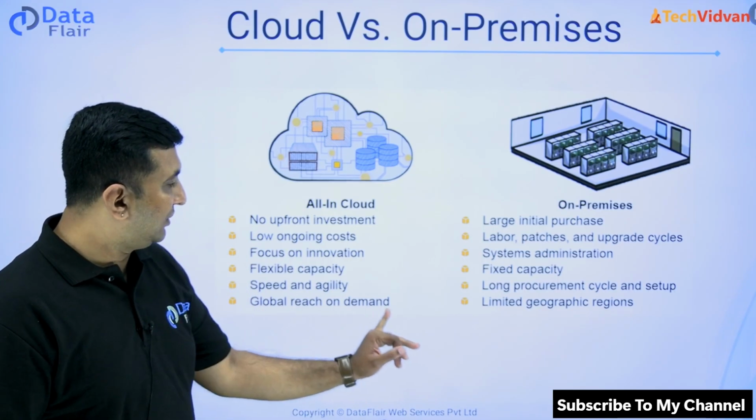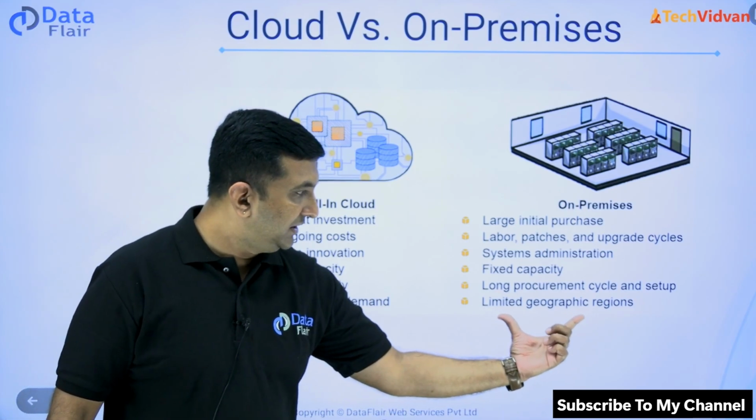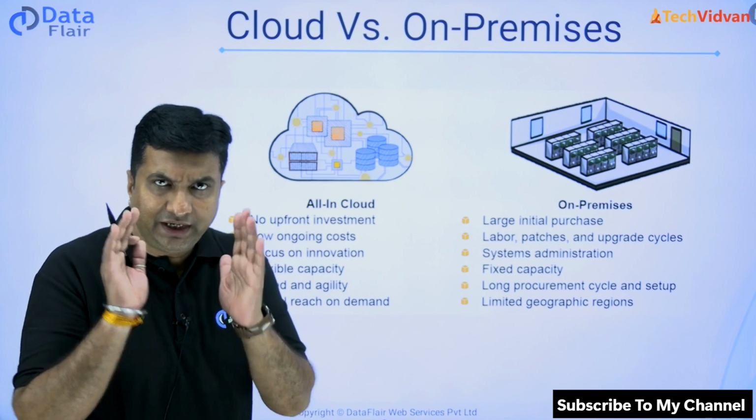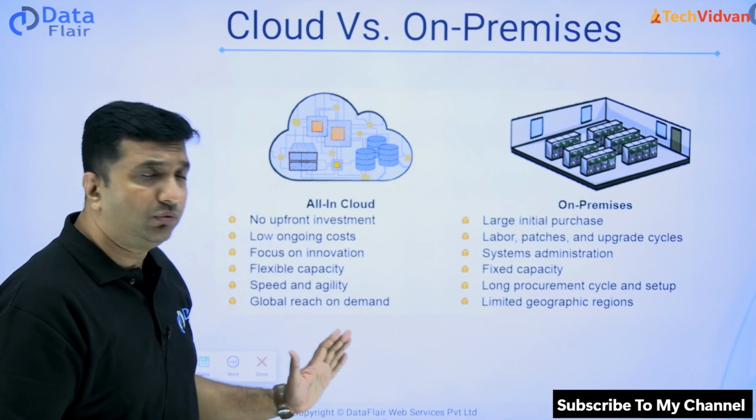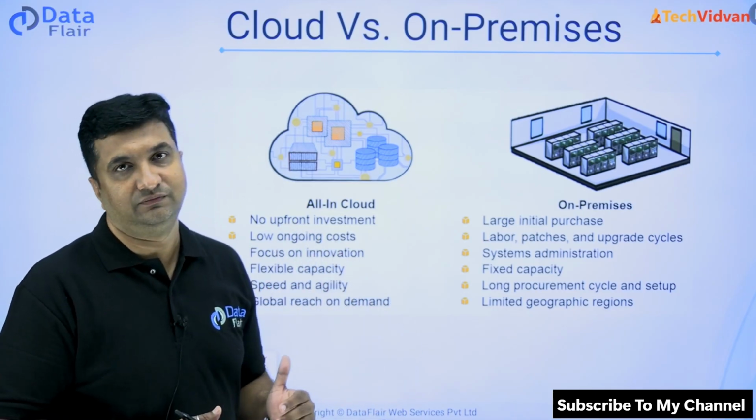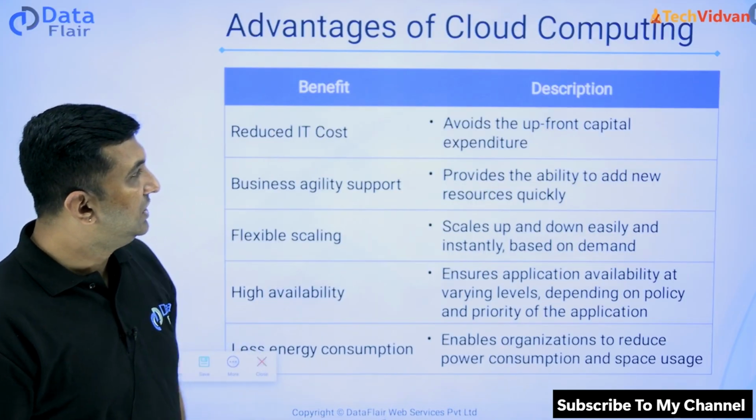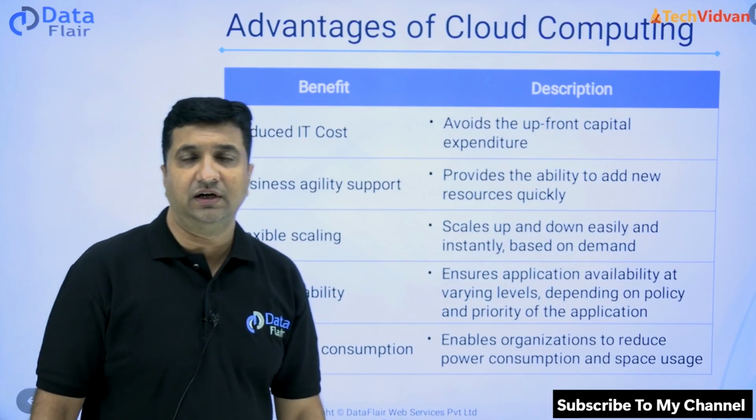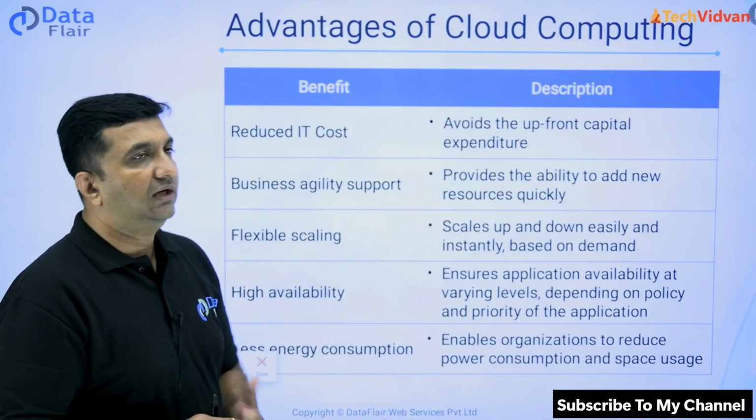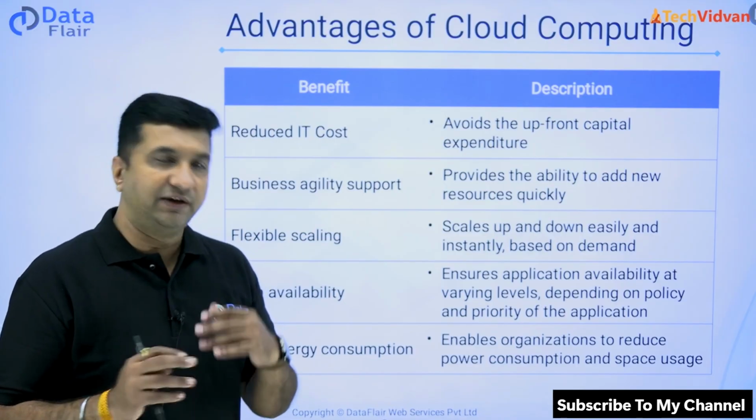Then global reach on demand, as I told you, it is globally accessible. But here, limited geographic region is supported by on-premises. Definitely now you're getting the idea why everyone wants to host their applications and infrastructure on cloud. I hope now you're getting those advantages. Although we have discussed a lot of advantages, let's have a quick recap on those things so that things are clear, and then we can move forward.